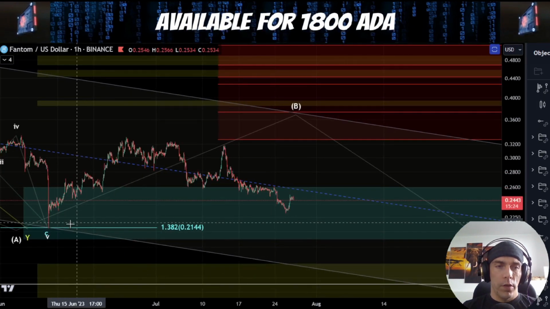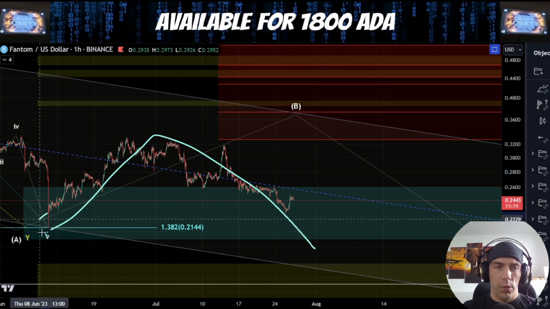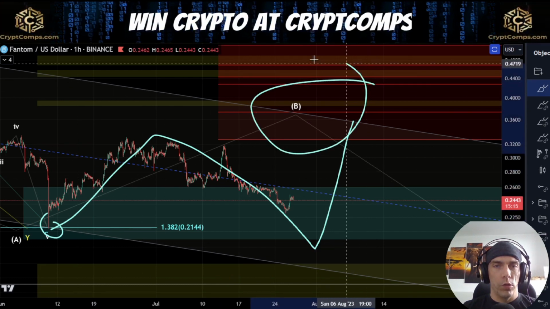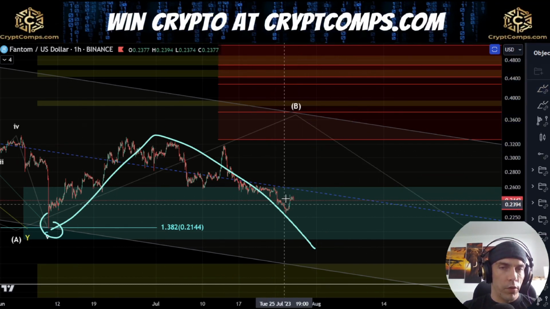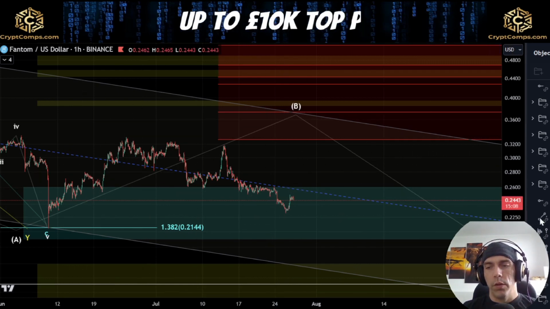So if we see this move develop as A, we get a B wave down, we could still look to sweep these lows here and then still get a 5-wave move to the upside here, and this could still be this B wave. So we'll have to watch and see how the internals play out here, but effectively we could look for that possibility of a move up.